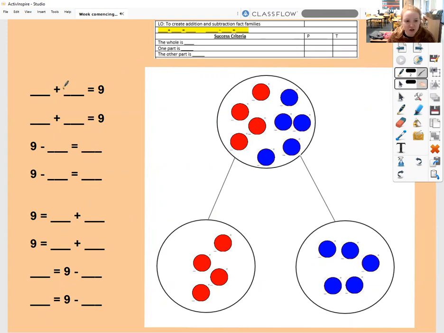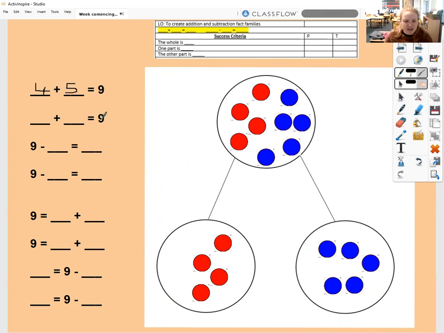So this is an addition number sentence. In an addition number sentence, we're looking for one part plus one part equals our whole, which is 9. So our first part is going to be this one, 1, 2, 3, 4. 4 plus our remaining part. Our remaining part is 1, 2, 3, 4, 5. So 4 plus 5 equals 9.